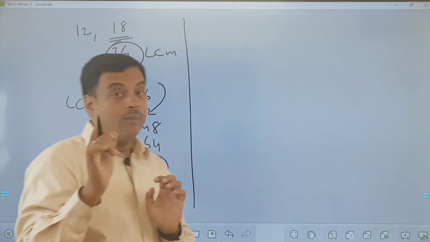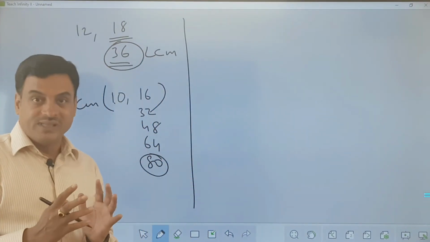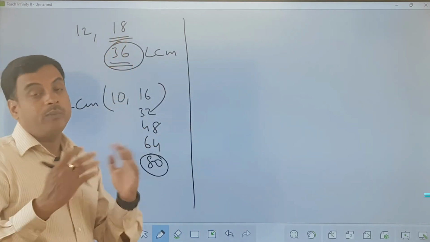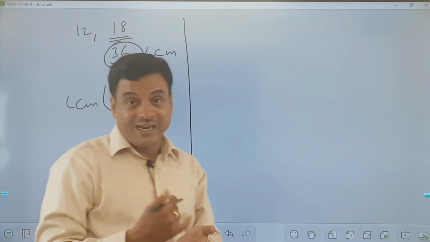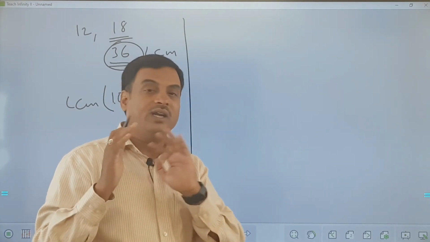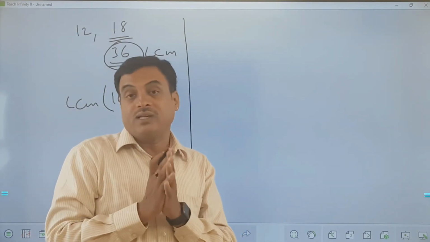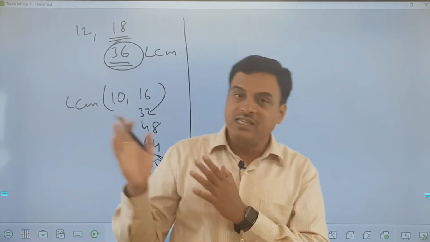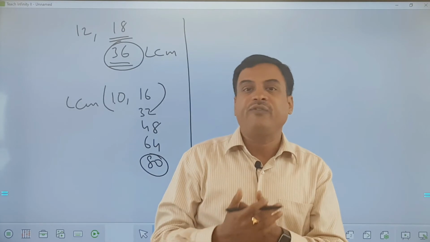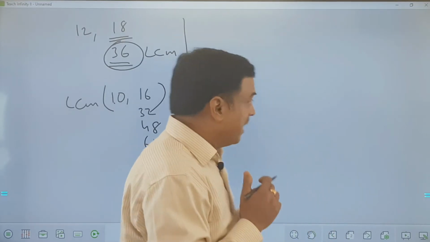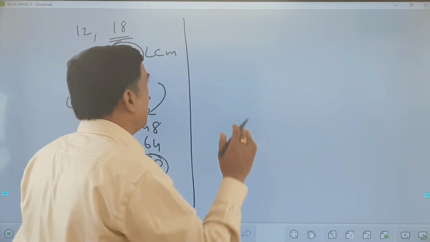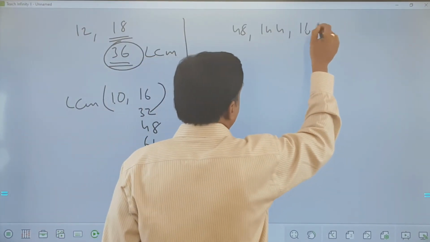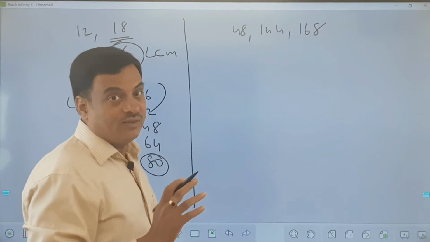That is one method to find LCM. This is easy, but please understand the limitations of this method. If the numbers are small like 12 and 18, 10 and 16, I probably know the multiples, I can write them, I can cross-check them. Majority of the time, the questions we get for LCM will have very simple numbers, and this method is mostly helpful for finding an LCM. But if you have a little larger numbers, like I have 48, I have 144, I have 168, and I want to find the LCM for this.